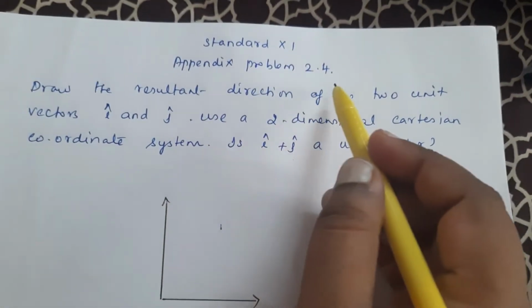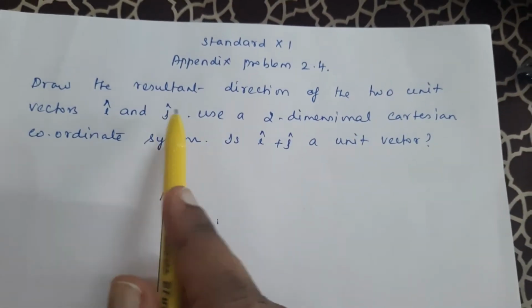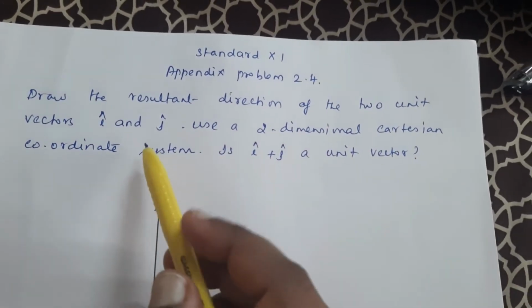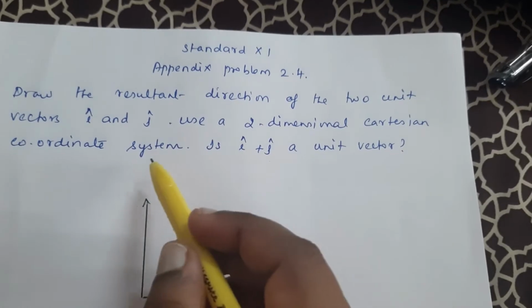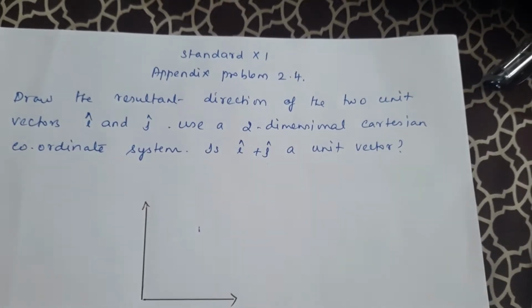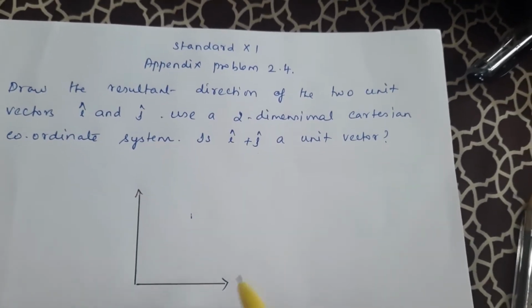Standard 11 Appendix Problem 2.4. Draw the resultant direction of two unit vectors i vector and j vector. Use a two-dimensional Cartesian coordinate system. Is i vector plus j vector a unit vector?